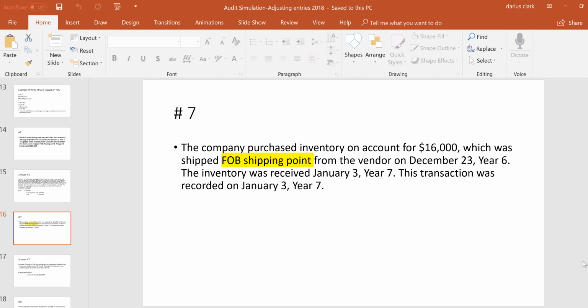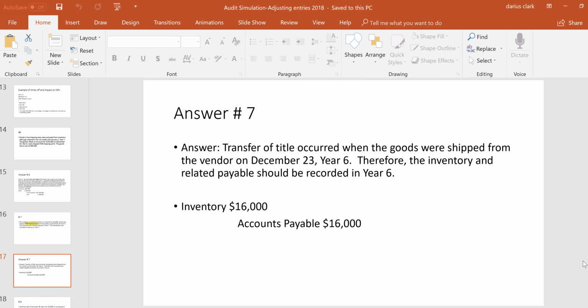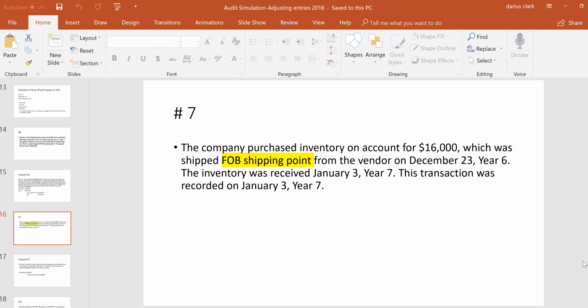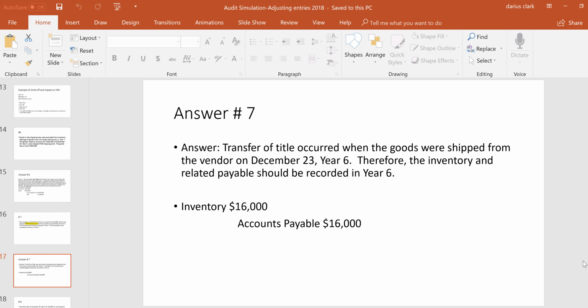The inventory was received January 3rd, year 7, but it really doesn't matter when it was received under FOB shipping point. It matters when it was shipped. And the transaction was recorded January 3rd, year 7, but looks like they should have recorded this in the year under audit because they did take title. So they should debit inventory and credit accounts payable in the year under audit and not wait until the subsequent year. So it said the $16,000 was the inventory. That's what you should put on your books as of the end of the year, and credit accounts payable.